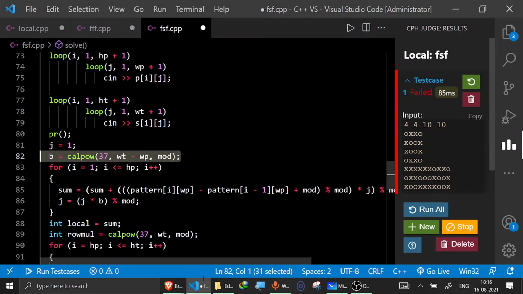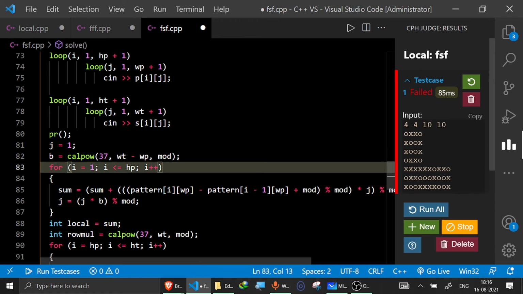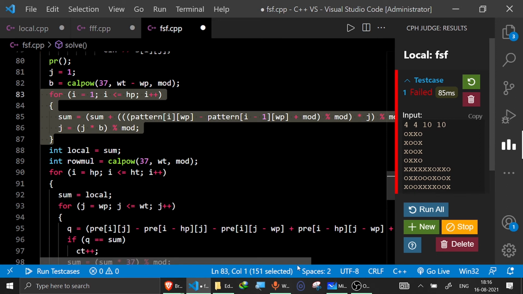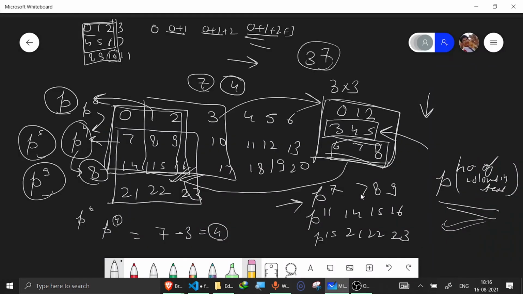So now this I just calculated, and if you don't know, this is the binary exponentiation function, which gives me the value of 37 raised to the power some x modulo 10 raised to the power 9 plus 7. And now this value is just used to calculate this. This is pattern matrix 0, 1, 2, 3, 4, 5, 6, 7, 8. So what I would do here is that I would multiply this whole value with p raised to the power 0, this whole value with p raised to the power 4, this whole value with p raised to the power 8, and so on.